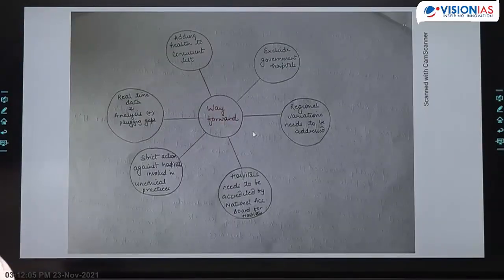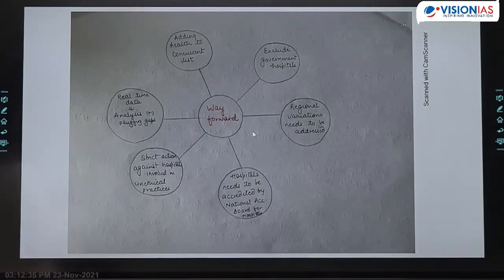So overall, what needs to be done? Health को concurrent list में ले आओ, real time data collection and analysis करो, so as to ensure proper analysis of implementation of the scheme, as well as in case there are any loopholes that need to be plugged. Strict action against those hospitals who are getting involved in the malpractices of provider induced demand, inflated bills, you know, all of that.